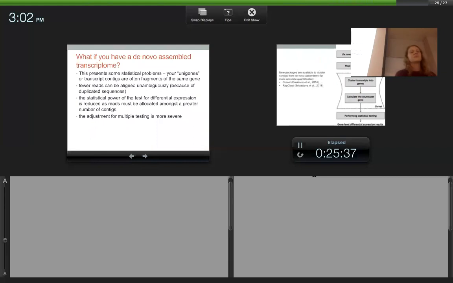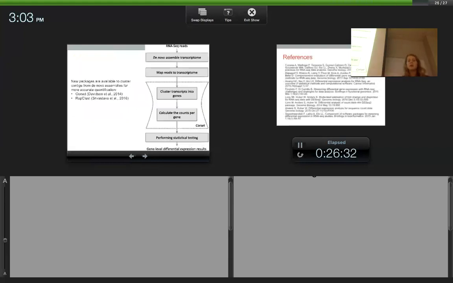If you have a de novo assembled transcriptome, this does present some statistical problems. You often have lots of little pieces of the same gene floating around in your transcriptome, which basically means fewer reads can be aligned unambiguously, and your statistical power has gone way down. So I would say put some money into trying to get the best de novo transcriptome you can. There's a new PacBio protocol called Iso-Seq that can really help you develop a rock-solid transcriptome reference. If you can't do it, you're going to need more data to get the same amount of power as if you had a real set of gene models. So just a warning there. And if you want to talk about numbers, like what kind of reads that looks like, let me know.